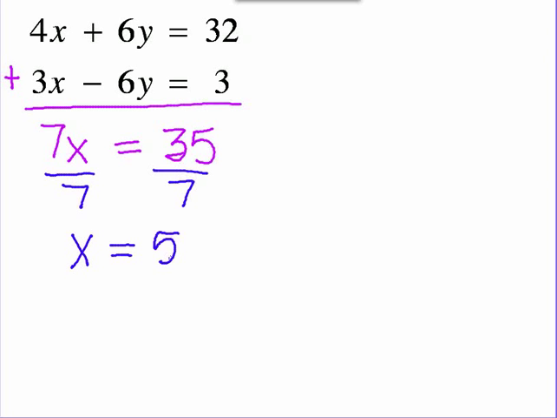Now, here's where the work with elimination comes in. Because what I need to do is plug 5 back into either the first equation or the second equation. And as you can see, it's not as nice and neat as it was when we had substitution. So I could plug 5 into the top equation. So I get 4 times 5 plus 6y equals 32. So do you see now why I said there's a little more work? Because 4 times 5 is 20.